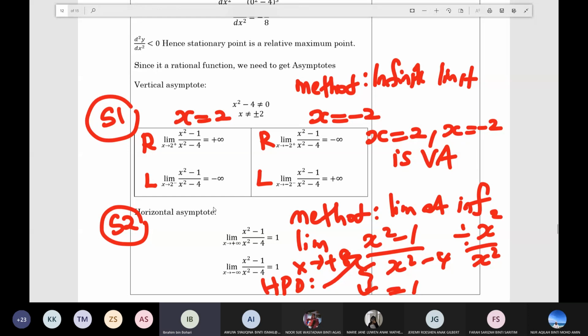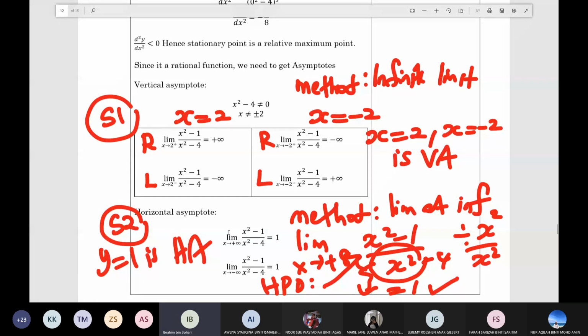Method using the limits at infinity. Limit as x approaches positive infinity of x squared minus 1 over x squared minus 4, and the highest degree of the denominator here equals x squared, yeah. And this function is divided by x squared, and the answer here equals positive 1, yeah. Okay, settle, and y equals 1 is the horizontal asymptote. This is your conclusion.